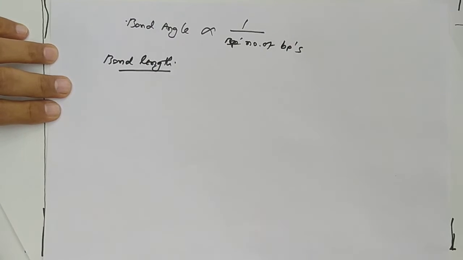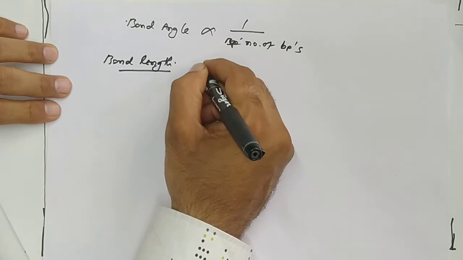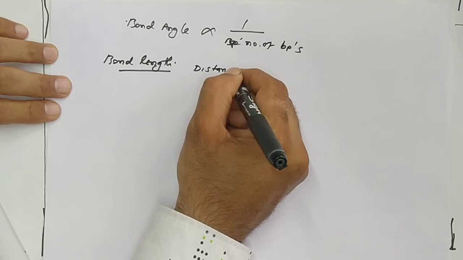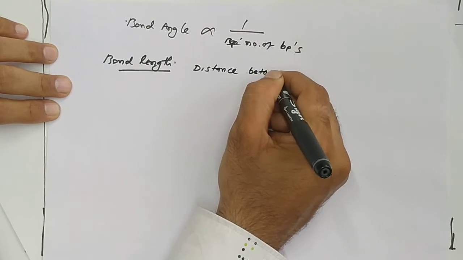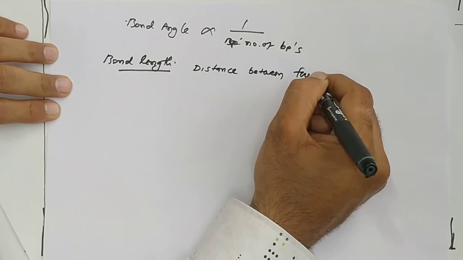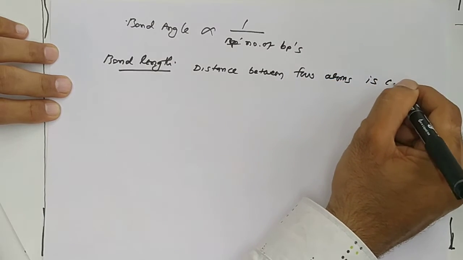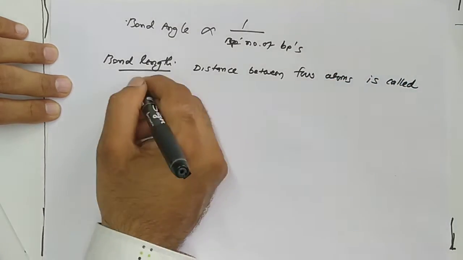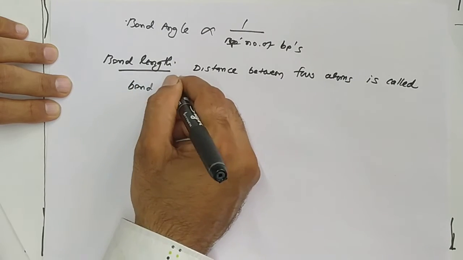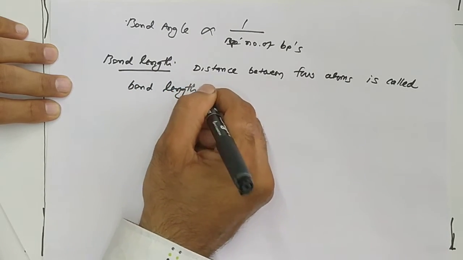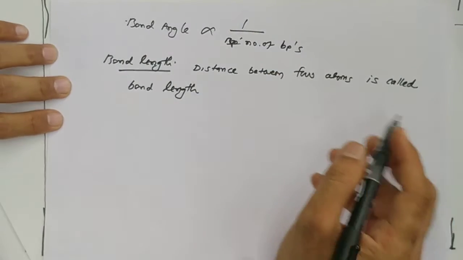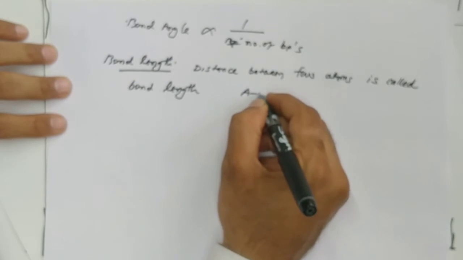Bond length. Distance between two atoms is called bond length. Clear?